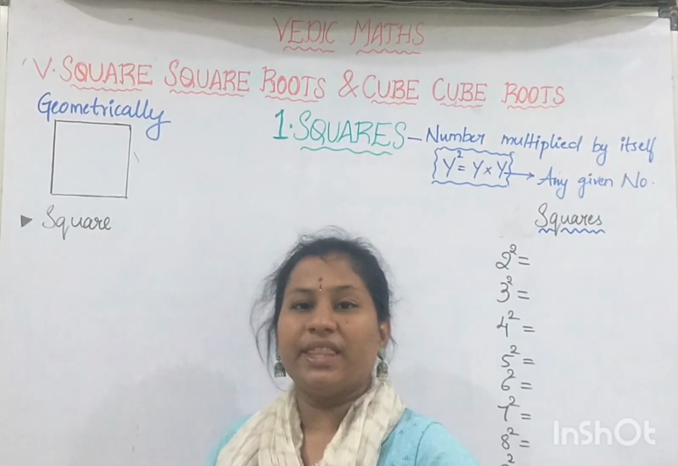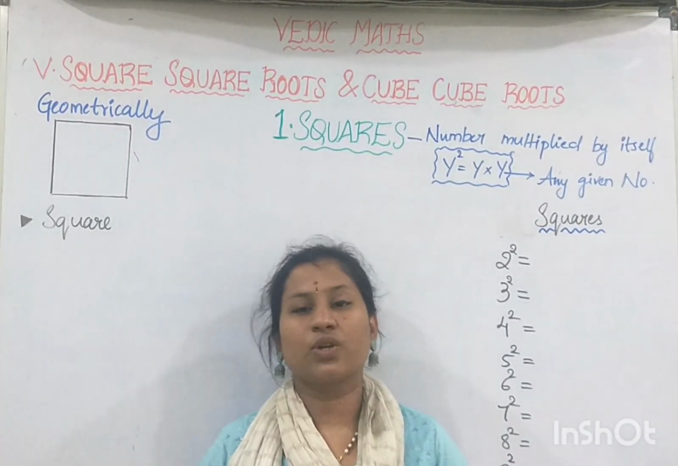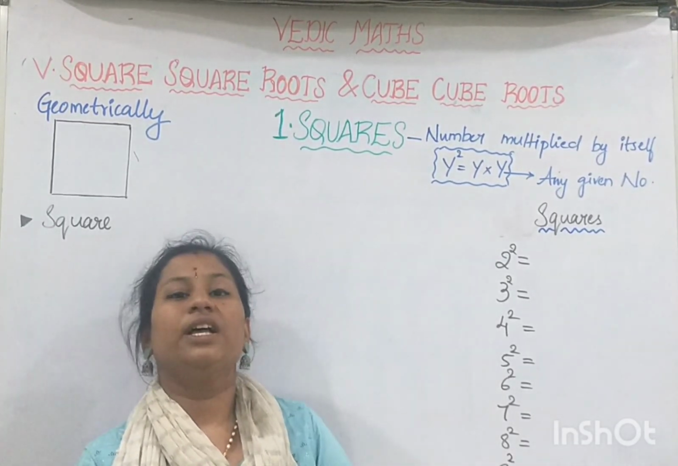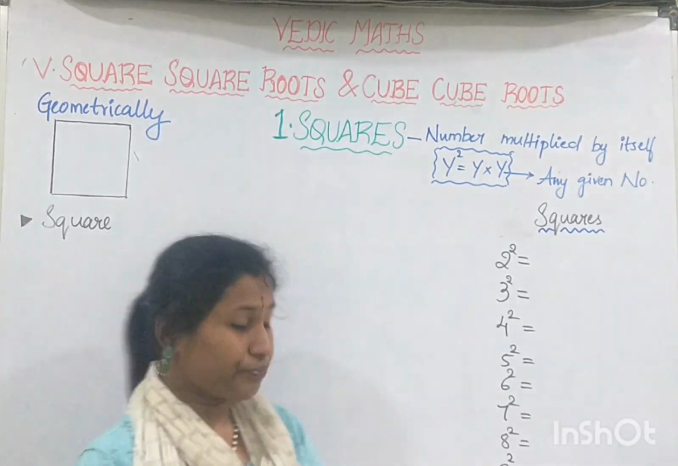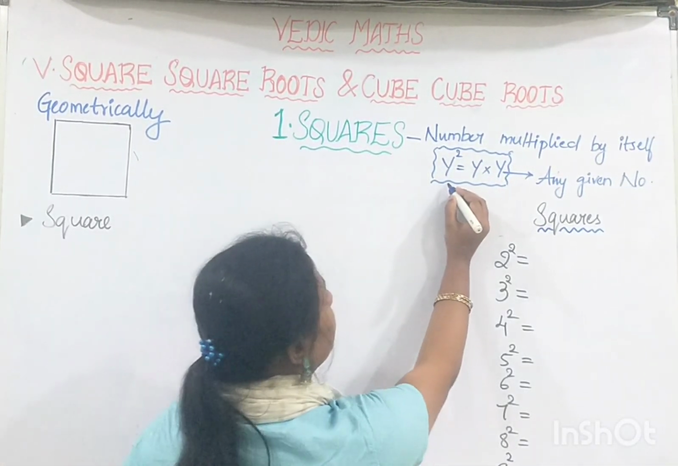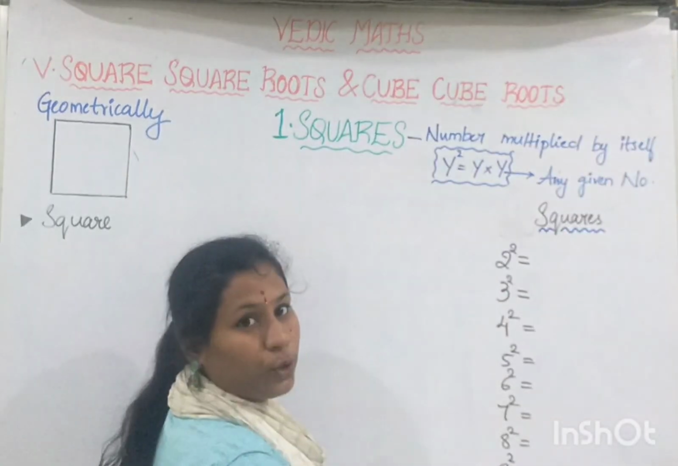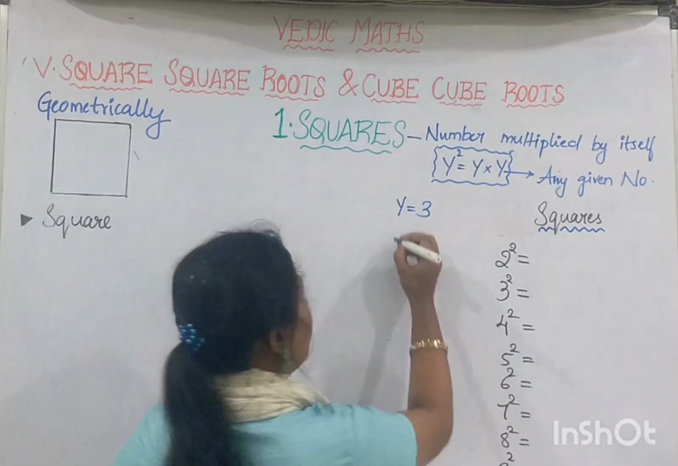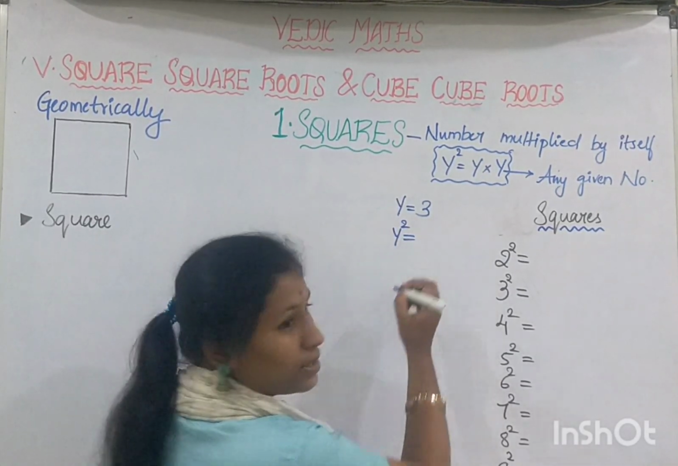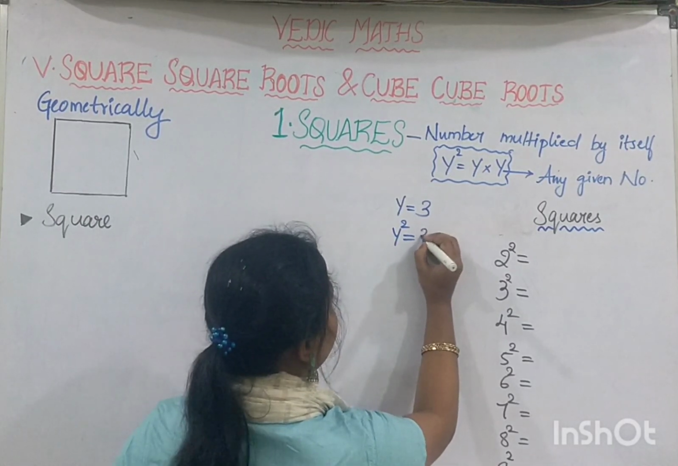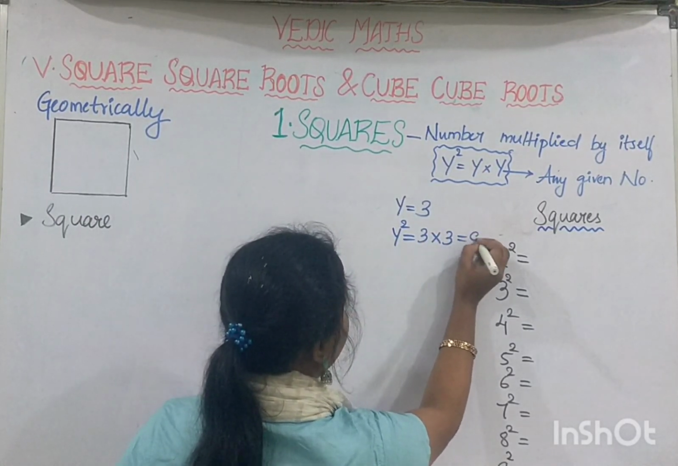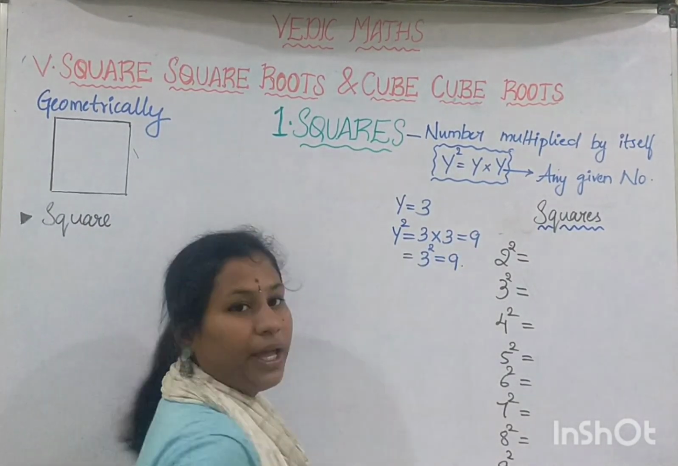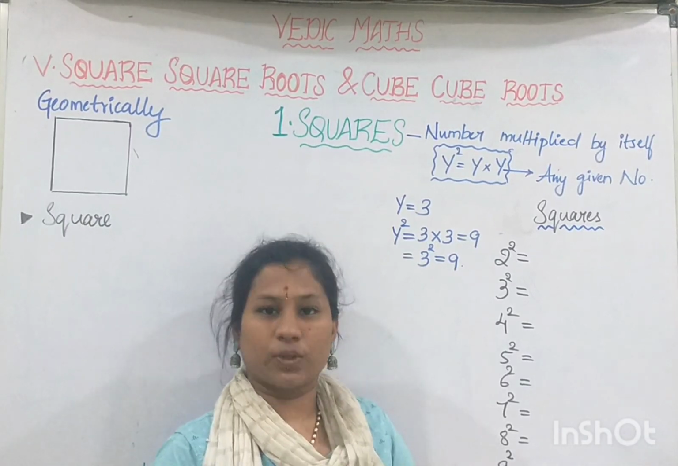So how can we say that a number multiplied by itself is called a square? Why can't we multiply two different numbers and call it a square? I have represented a square as y square is equal to y into y. Let us take an example, y is equal to 3. Y square means 3 into 3. What is 3 into 3? 9. We can write this as 3 square is equal to 9. This is how we represent a square.